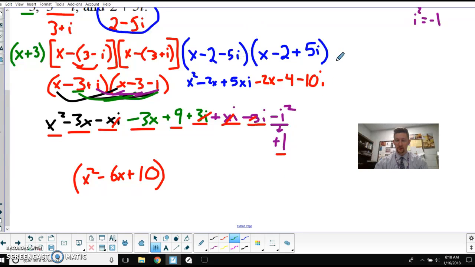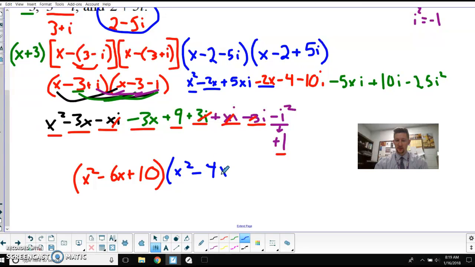And then I'm going to distribute the negative 5i, so it's going to be negative 5xi plus 10i. And then I got minus 25i squared. Okay, so as I put these things together now, we'll go with blue. So x squared is going to be its own thing. That's great. And then I've got negative 2x goes with negative 2x. That's going to be negative 4x. That's nice. Positive 5xi, negative 5xi are going to cancel. That's convenient. I got a negative 4. The like term is way at the end here.